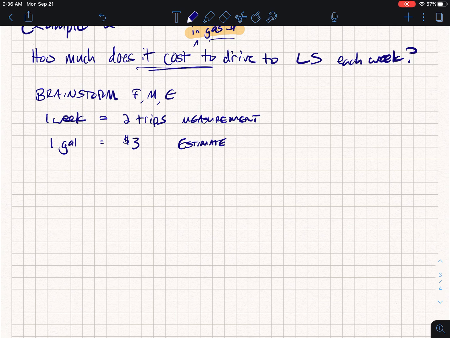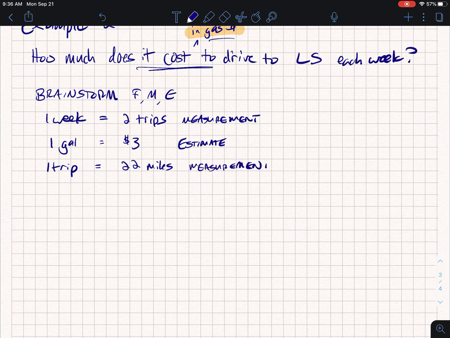Another thing that I'll have to know is how far it is to LaSalle, because if I only have to drive 1 mile, that's not going to cost very much gas. If I have to drive all the way across the state, that's another matter. What I can do now is get on Google. Google's your friend. You're always welcome to Google everything, and map it. From my house to LaSalle is 11 miles. So since I have to go there and home, one full trip to LaSalle is going to be the same thing as 22 miles.